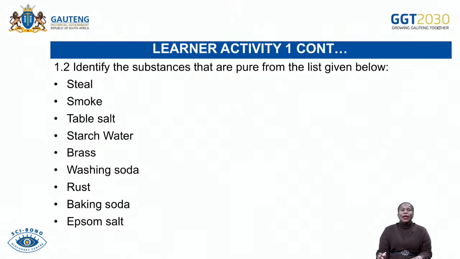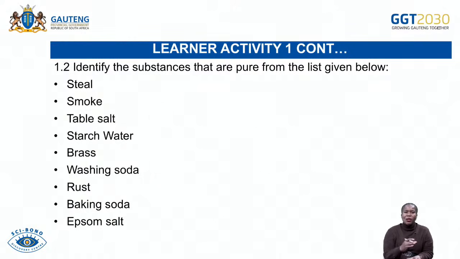Moving right along on Activity 1 still. Now we still have 1.2, which says identify the substances that are pure. Which ones are pure? They exist in their simplest form. Now we've got steel, smoke, table salt, starch water, brass, washing soda, rust, baking soda, Epsom salt. Remember, pure substances can be elements and can be compounds. Now let's look at the steel. Steel will have to be pure.